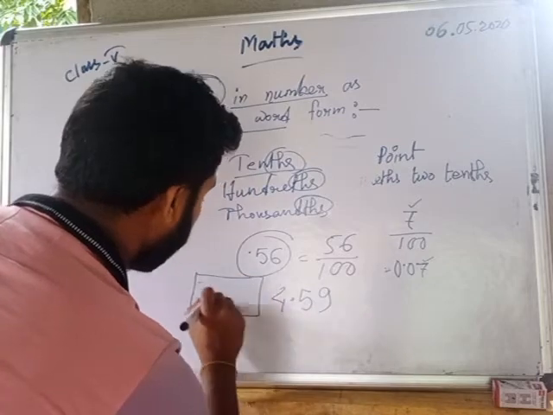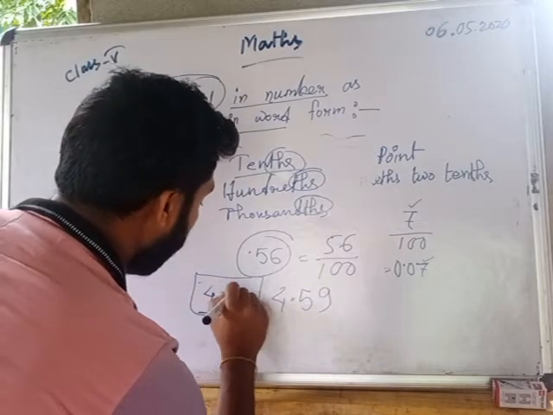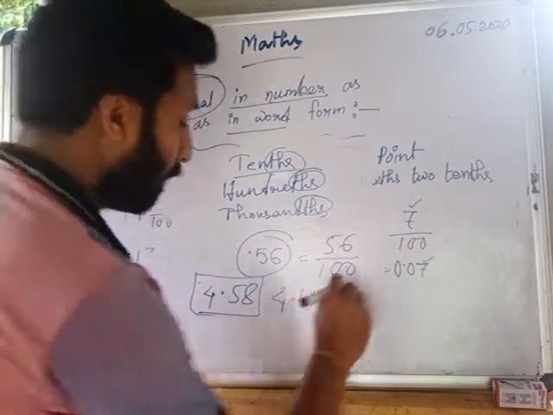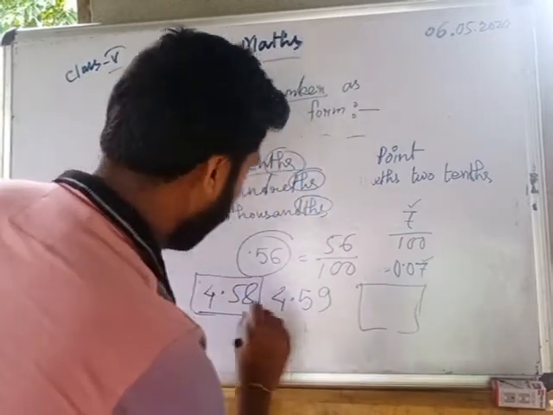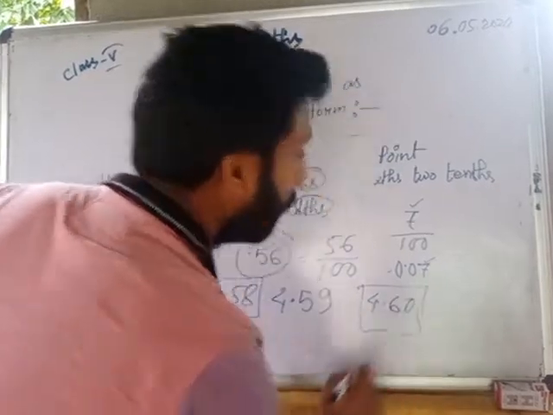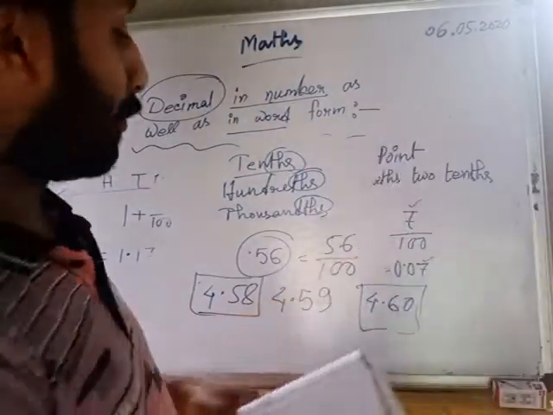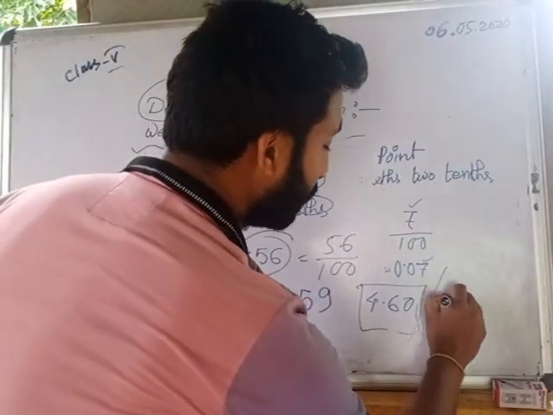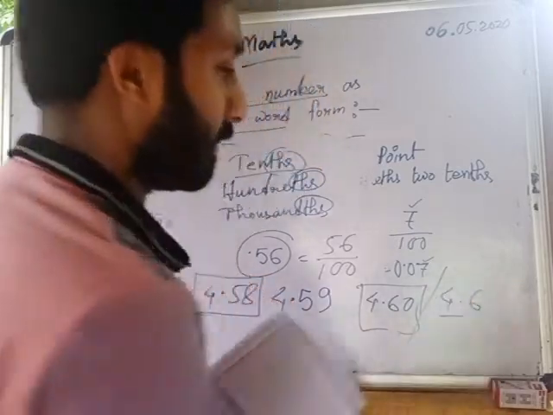4.95. That means 4.59. It is 4.58. After 4.58, 4.59, that is 4.60. Also, we should write it here. We can write it as 4.6.